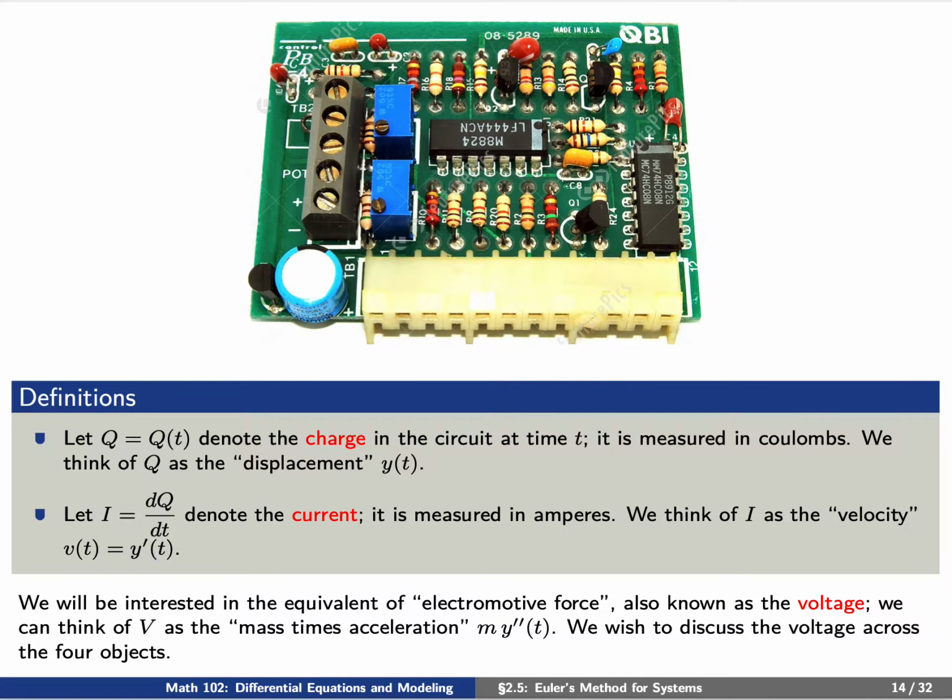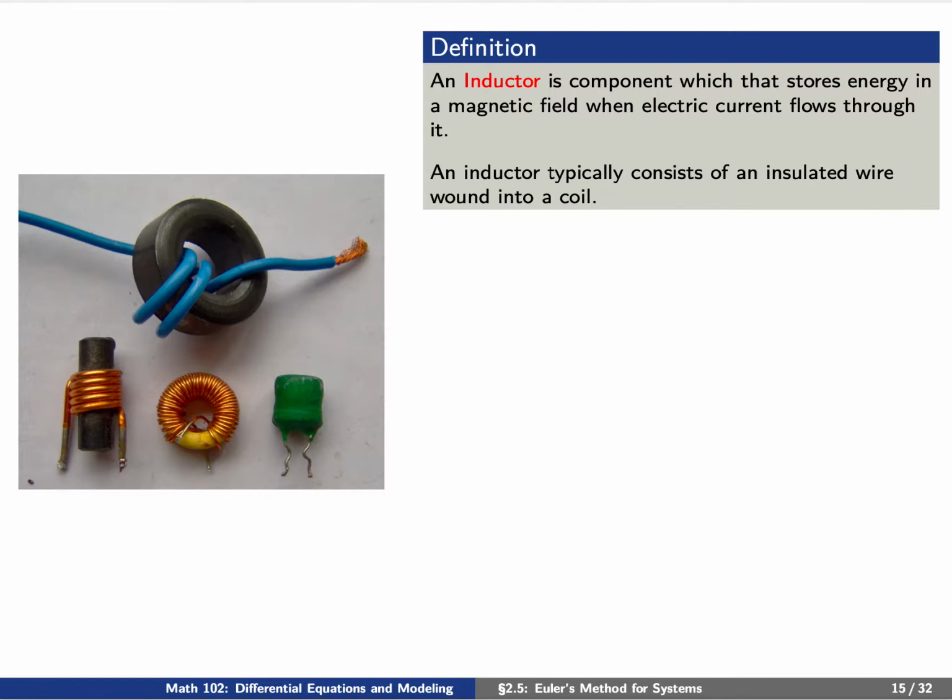We will be interested in the equivalent of electromotive force, also known as voltage. You want to think of this as mass times acceleration. The whole idea now is that we wish to discuss the specific formulas for voltage across four different objects. First, let's discuss the concept of an inductor. This is a component which stores energy in a magnetic field when the current flows through it. An inductor, simply put, is just an insulated wire wound into a coil. You can see some examples here on your screen.